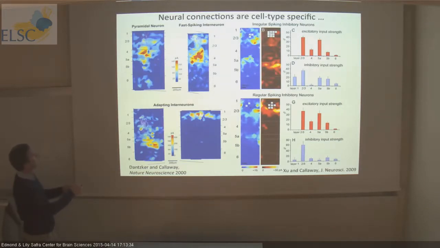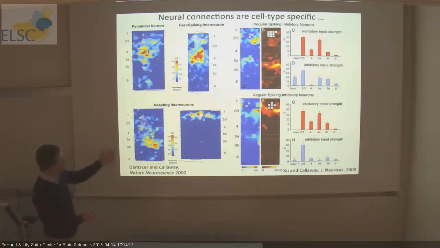And what you can see is that for these two cell types, this pyramidal neuron and the fast-spiking interneuron, the pattern of input is very similar to what you would predict if you just looked at the density of axons coming from each of these locations up to this location. But for other cell types, you see very different patterns. For example, this cell type doesn't receive connections from layer 5, but this cell type receives most of its connections from layer 5. So you can infer from this that cells that project axons into this layer, where all these cells have dendrites, can selectively synapse on some cell types and not others.